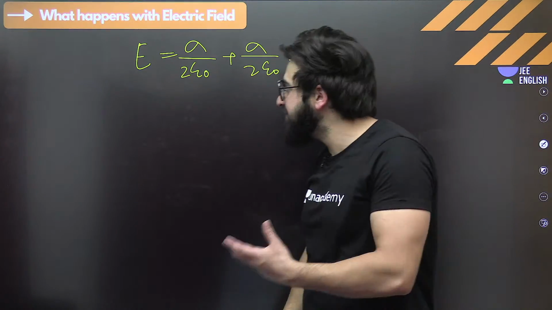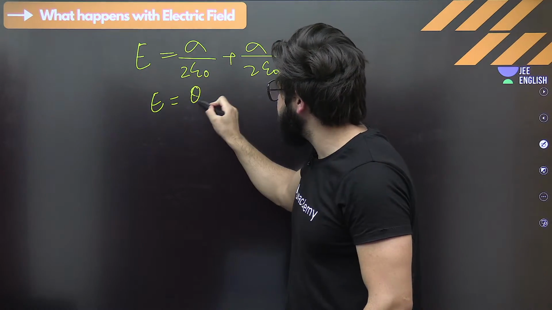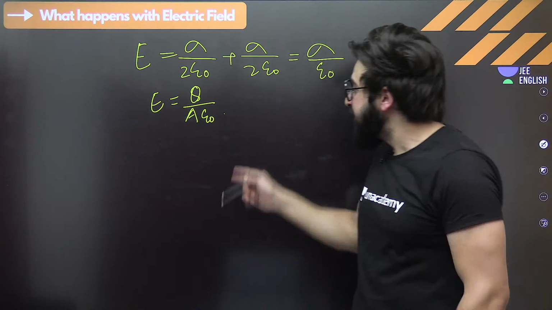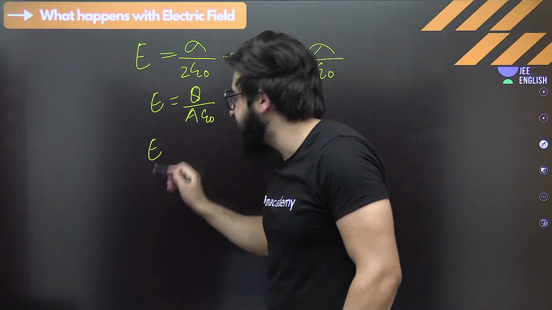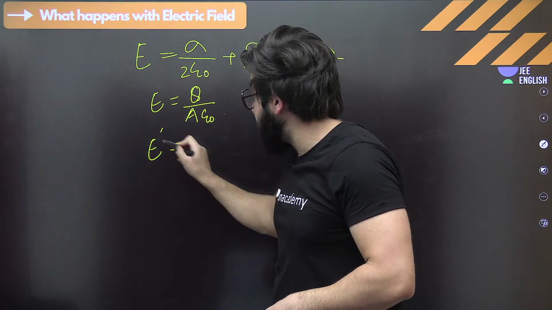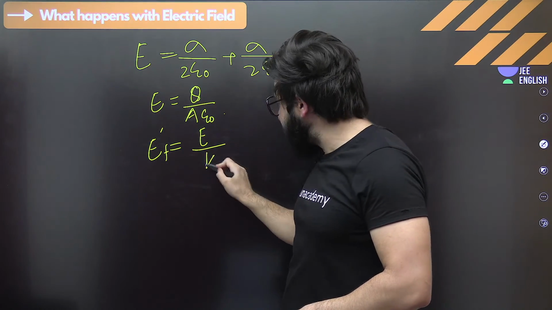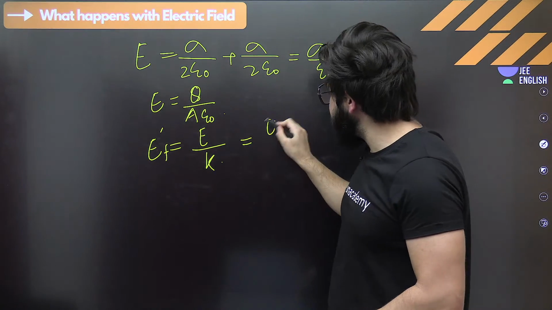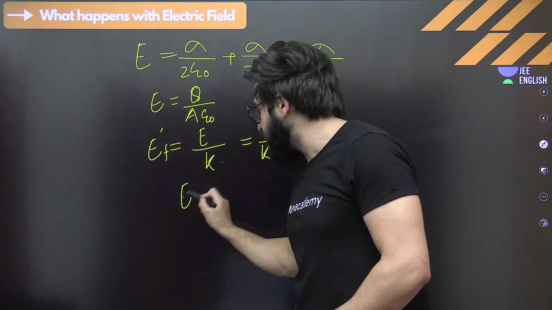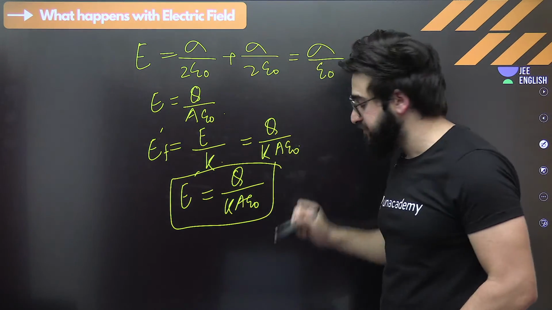Exactly. Fine. Now, sigma is charge per unit area, so that is nothing but Q by A epsilon naught in that case. Now, if I ask you what happens with the new electric field, you'll say, sir, it is decreased by K times. So can I just write E dash, or E final, is nothing but E by K? Exactly. So what is E? E is already Q by A epsilon naught, so this will be nothing but Q upon K A epsilon naught. This is the new electric field. Fine.